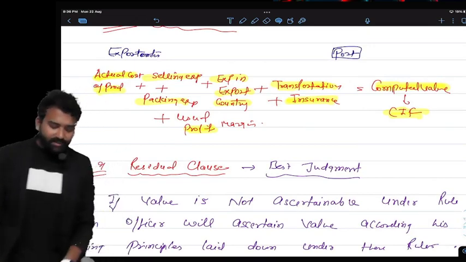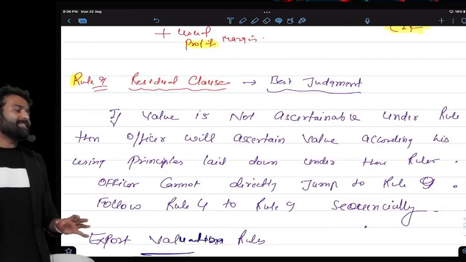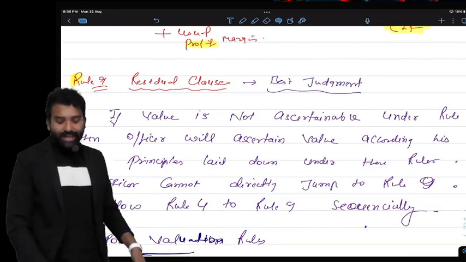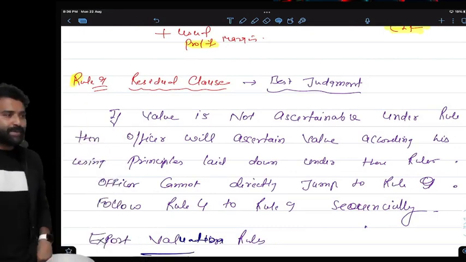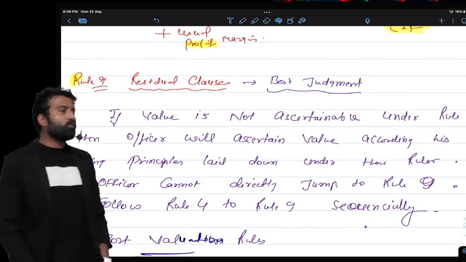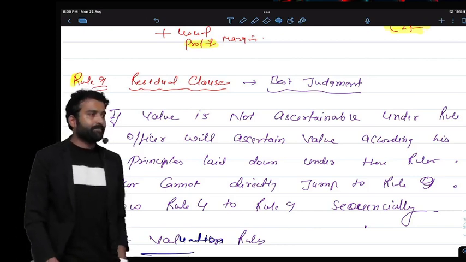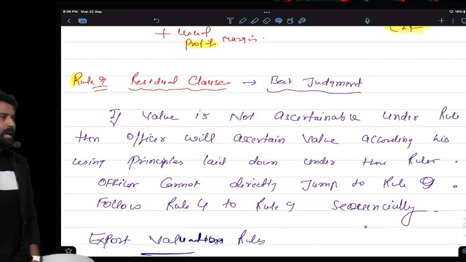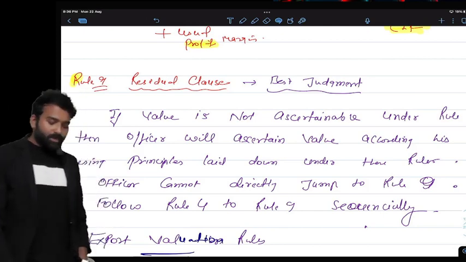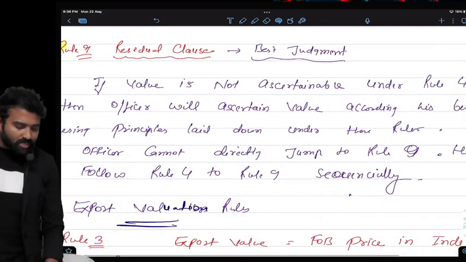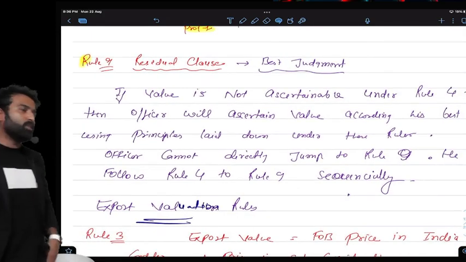And finally, the residual clause says if you are not able to find out the value as per any other rules, then go for the best judgment. The officer will have to go for the best judgment. So in the residual clause, the officer will find out the value by best judgment.